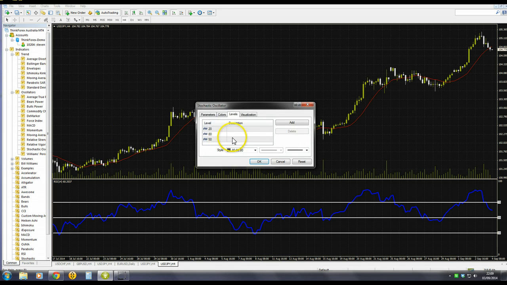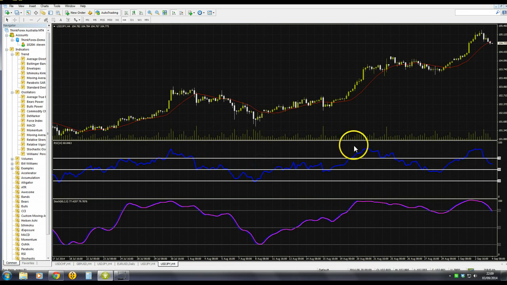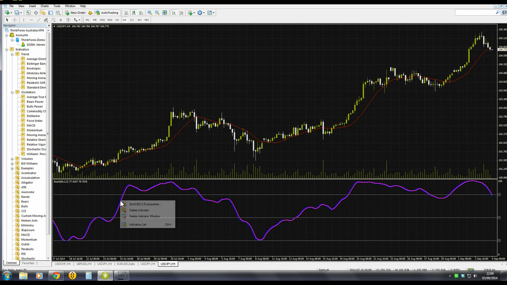Stochastic oscillator, it's another good one. You might want to change these levels, but the 20 and 80 are good for the stochastic, and with the RSI 70 and 30 levels. I'll talk about these in a minute. Just get rid of these.